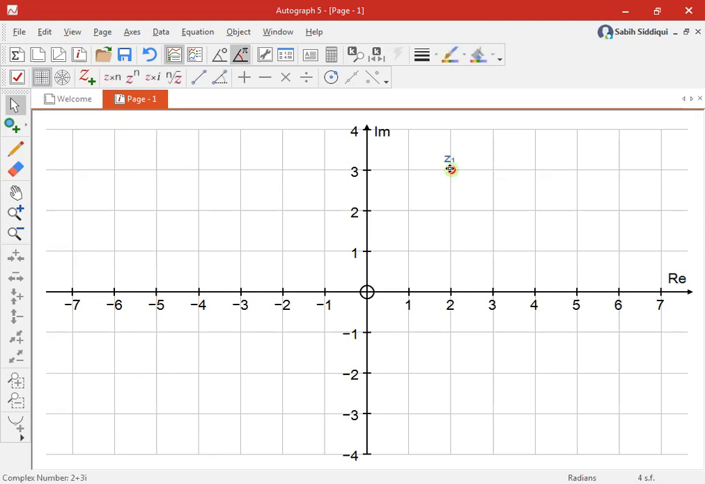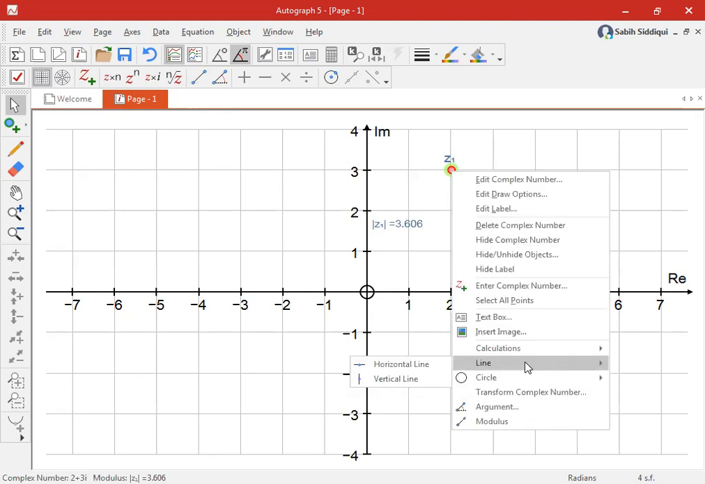So this is a complex number z. Now you can do many things with it, and you will eventually have to do many things with it. The first thing is the modulus of z. Now, what is the modulus of z? If I say modulus of z, it is basically the length between z and the origin.